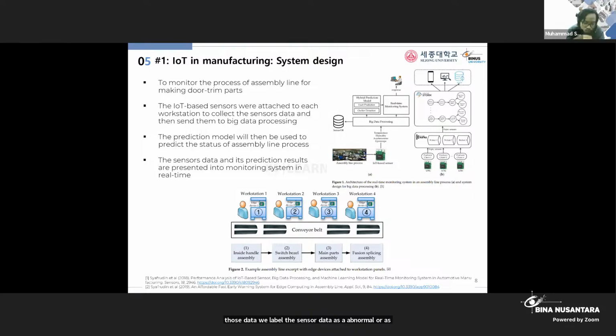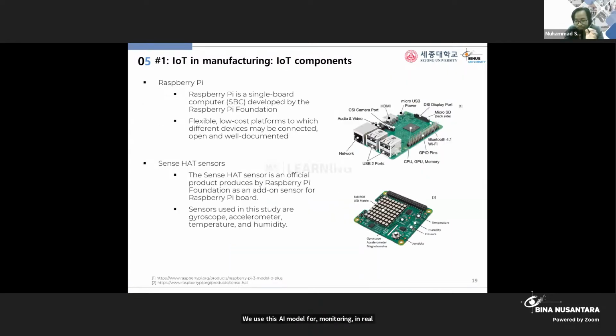We try to simulate this kind of action, and we gather a lot of data, and this data later we use as learning for the AI, so that we can have an AI model later on. We use this AI model for monitoring in real time. So these are the sensors that we are using, right?